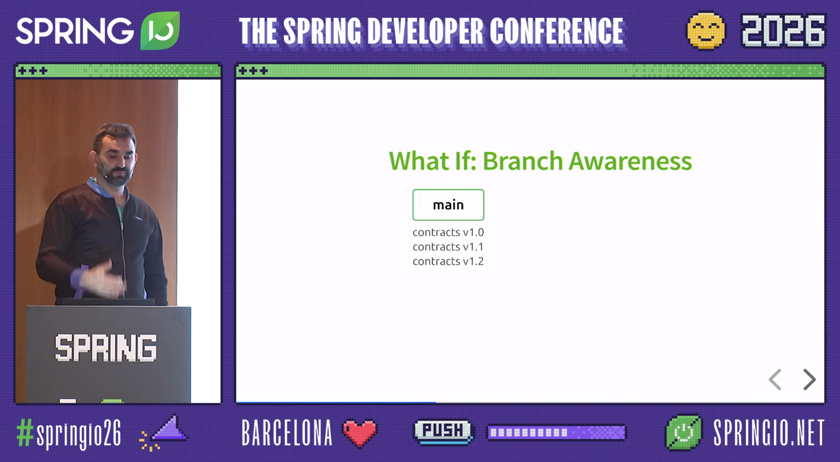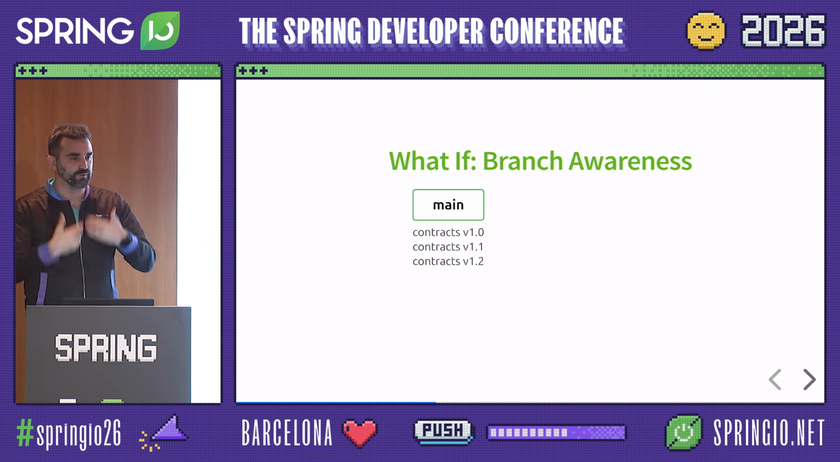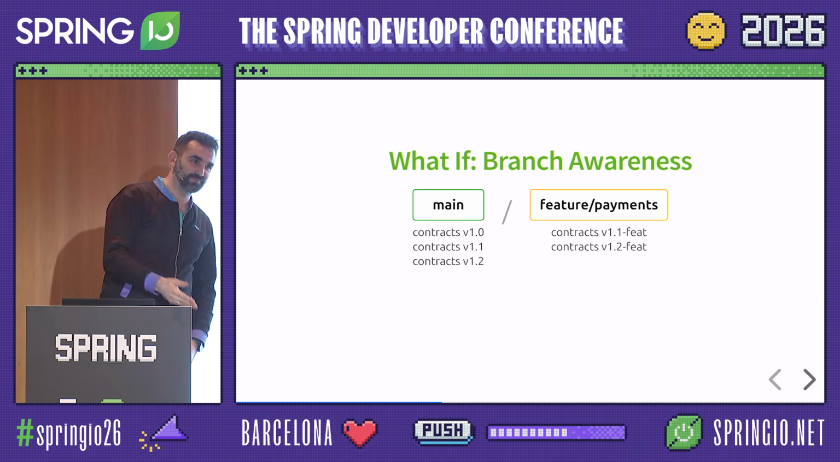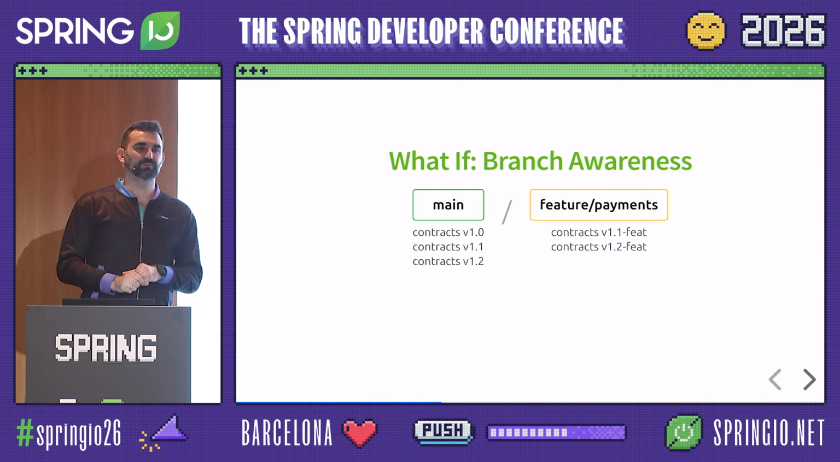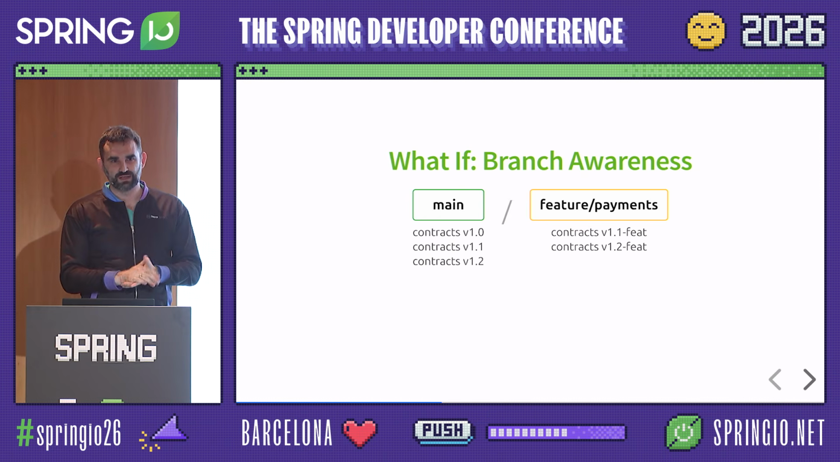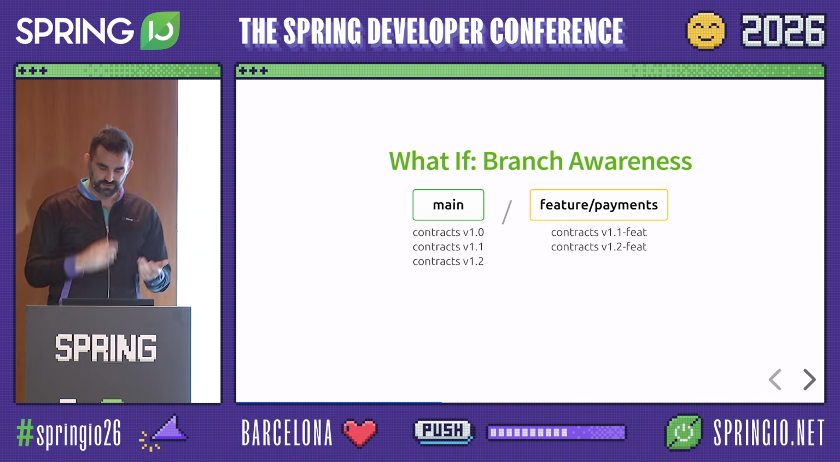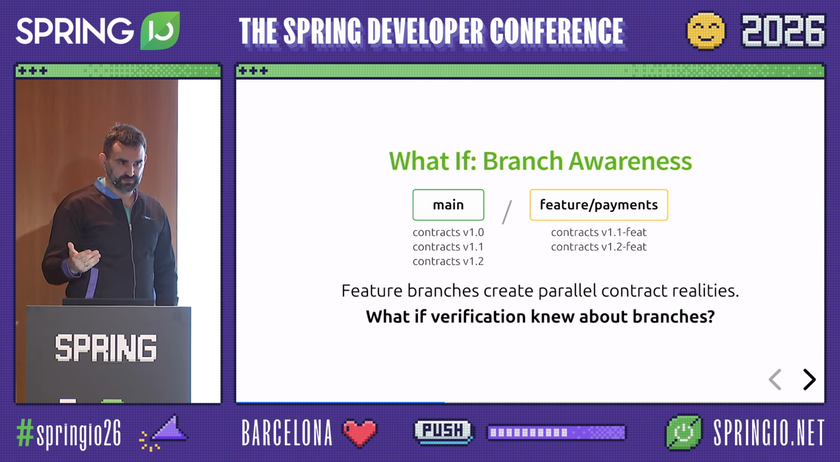Branch awareness. We're in main, we have contracts, we have different versions of those contracts, meaning it evolved. But let's face it, we are using feature branches. I try to have them very short-lived, but sometimes you do not. And sometimes even if you have them short-lived, you would like to, for example, check before you merge if you don't break people, right? So this branch awareness would be very nice to have out of the box. In Spring Cloud Contract, you could do it by having a different artifact on the branch, maybe, and then fetch it, but it's not ideal. So what if the verification knew about those branches? It would be great.